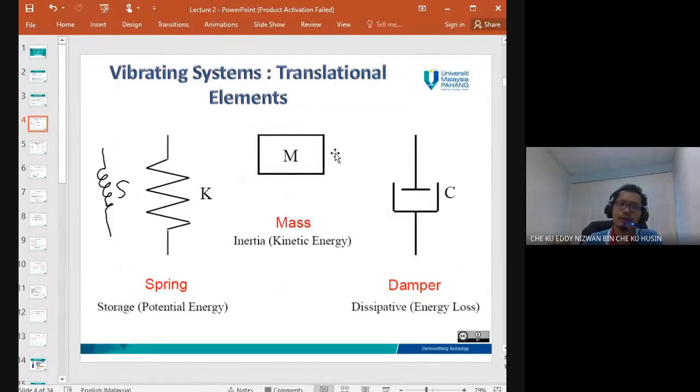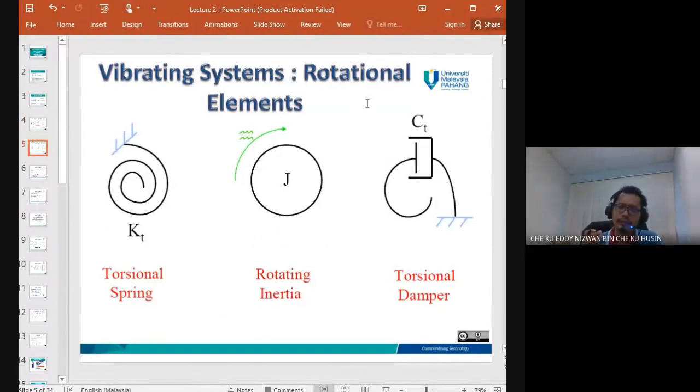For rotational, instead of force, we develop the equation of motion based on moments or torque. It is almost equivalent; the way we construct everything is about the equation of motion. For example, for the torsional spring, if we want to calculate the torque value, it is equivalent to KT times the angle.